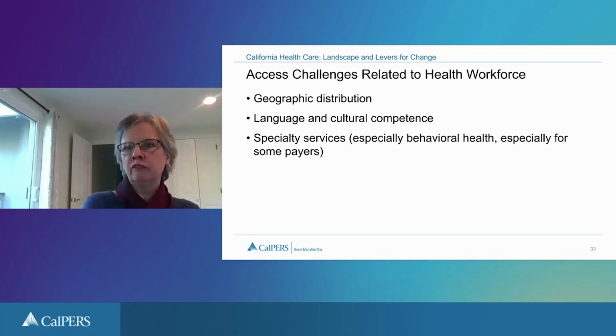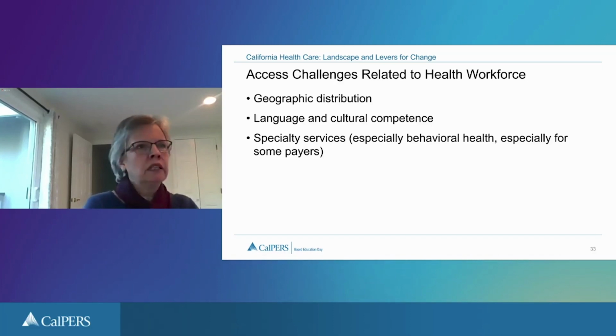People may live very far from the types of providers that they need. On a per capita basis, there are more primary care and specialty care providers in the Bay Area and Sacramento than in most other parts of the state. And there are provider shortages as measured compared to national standards in the Inland Empire, in San Joaquin Valley, and in the rural north. Language and cultural competence is also a concern in terms of access.